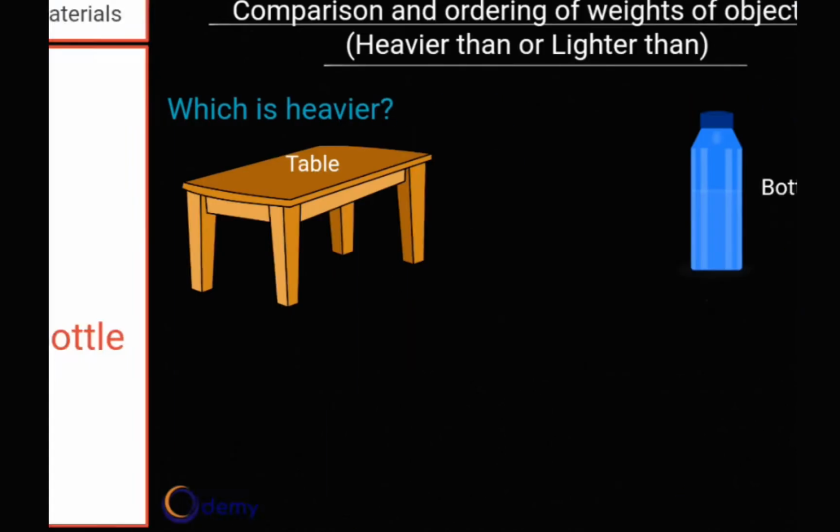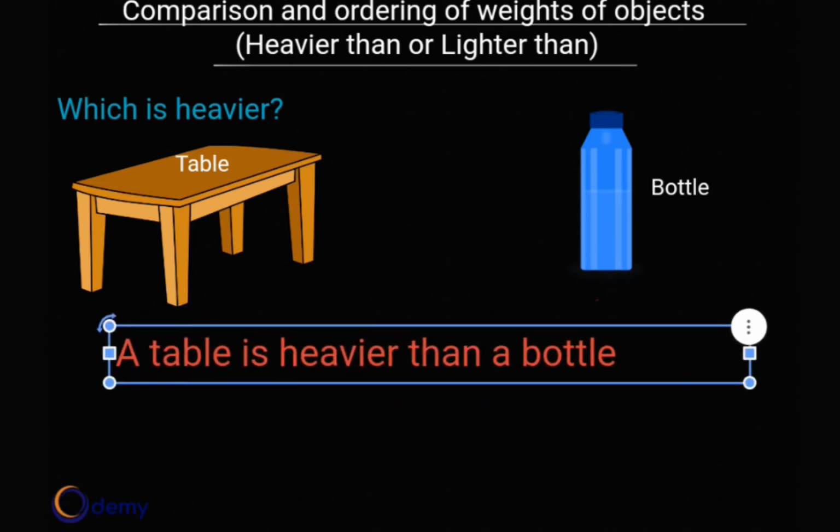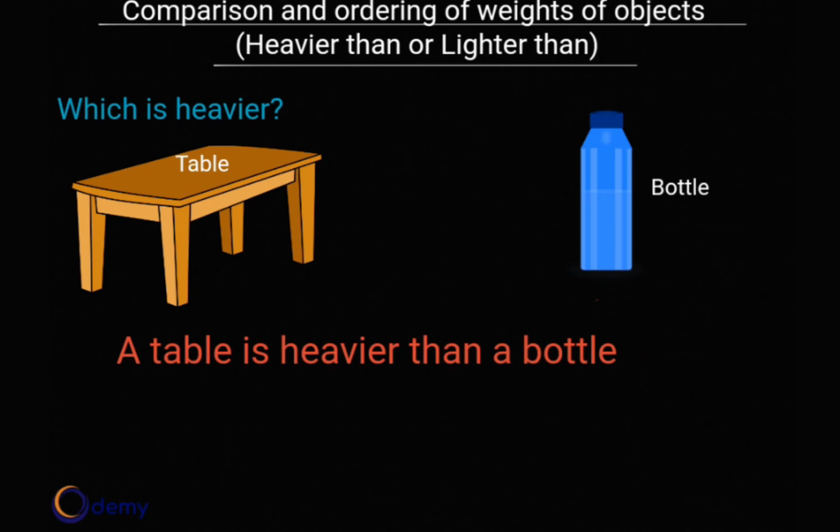But we want to treat some other examples. We have a question here. It says which is heavier? And we have a table and we have a bottle. So which is heavier? I'm very sure you'd have held a bottle before and you'd have seen a table before. Which one is heavier? Very good. A table is heavier than a bottle. Most times you can't even carry a table by yourself. You would have to call your friend. But a bottle, you can always carry it in your hand. So which is heavier? A table is heavier than a bottle.